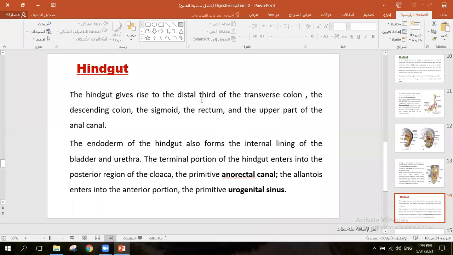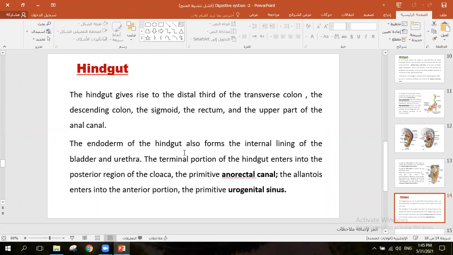Hindgut will give rise to the distal third of the transverse colon. We said for the midgut, where did we stop? At the junction of the proximal two-thirds and the distal third. From the distal third of the transverse colon, descending colon, sigmoid, rectum, and upper part of the anal canal. So what are its components? Distal third of the transverse colon, descending colon, sigmoid, rectum, and upper part of the anal canal. The endoderm of the hindgut also forms the internal lining of the bladder and urethra.